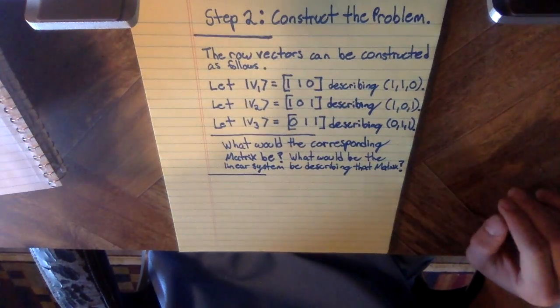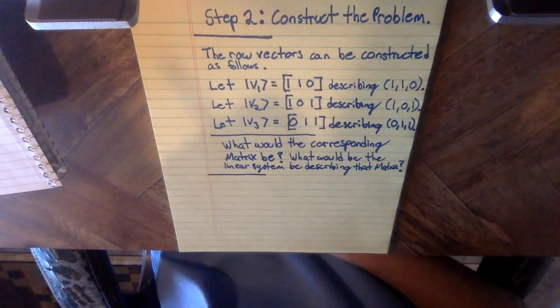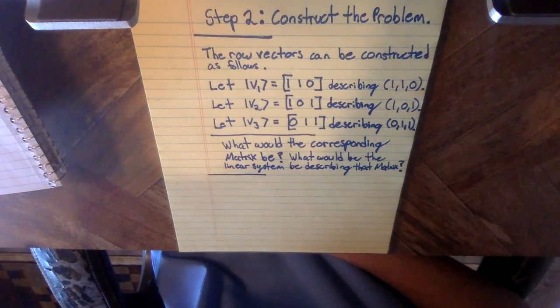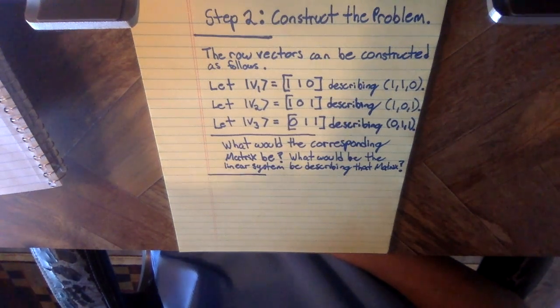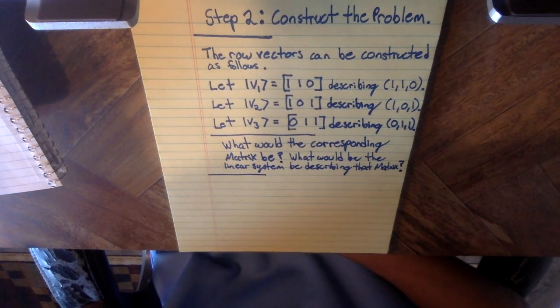Our second step is to construct the problem, and we see that the row vectors can be constructed as follows. We let vector 1 be the matrix corresponding to 1, 1, 0. We let vector 2 be the matrix corresponding to 1, 0, 1. We let vector 3 be the matrix corresponding to 0, 1, 1.